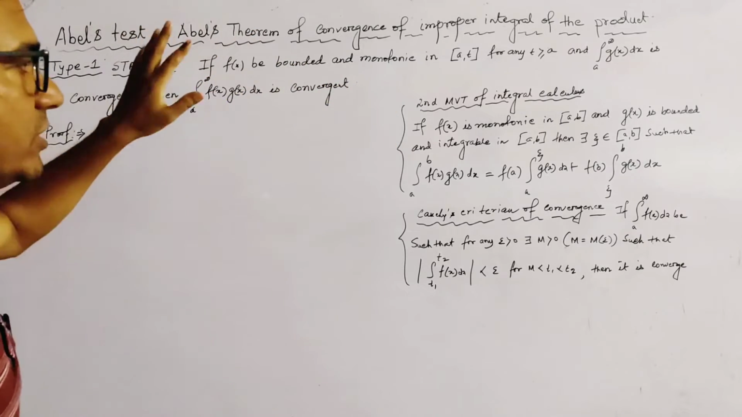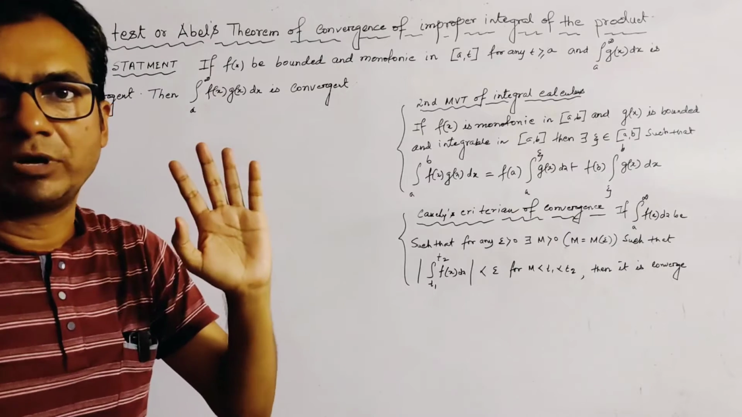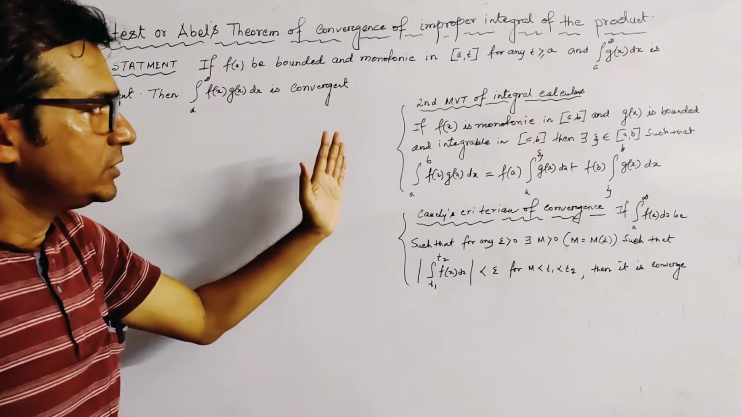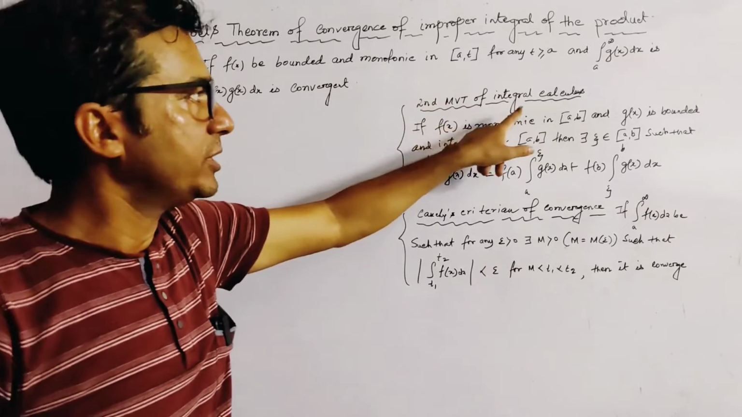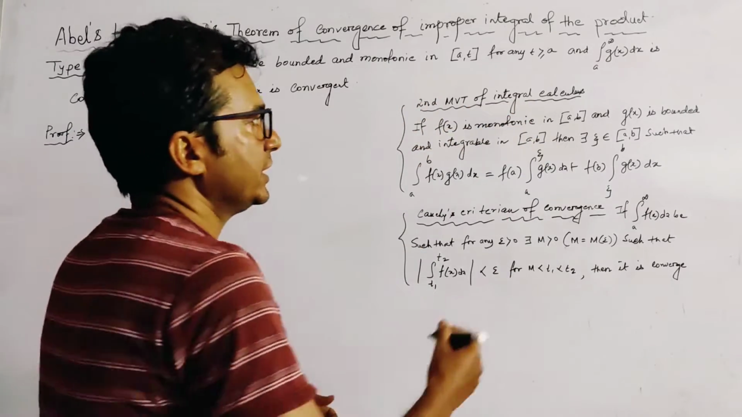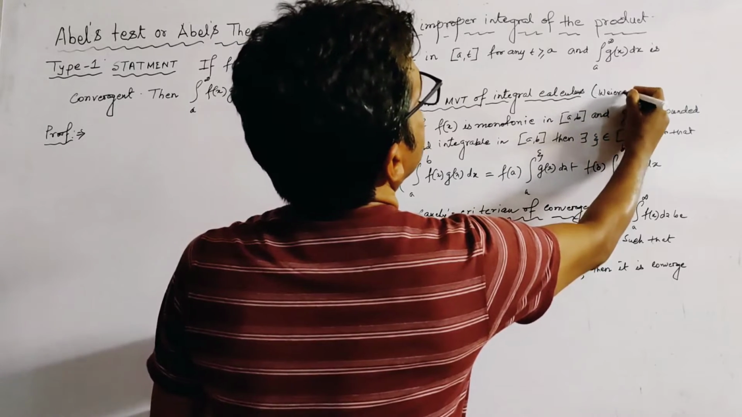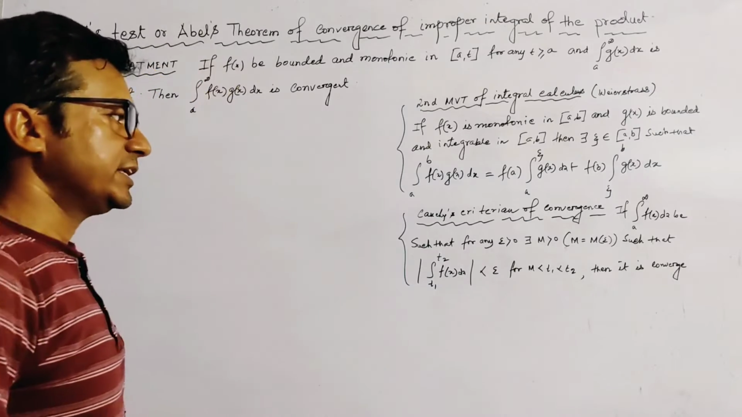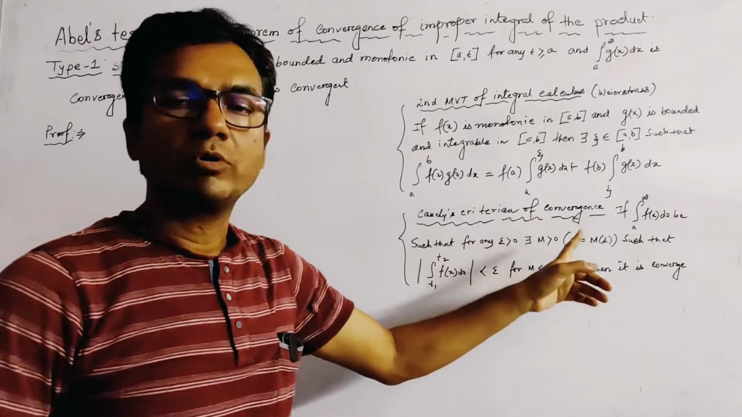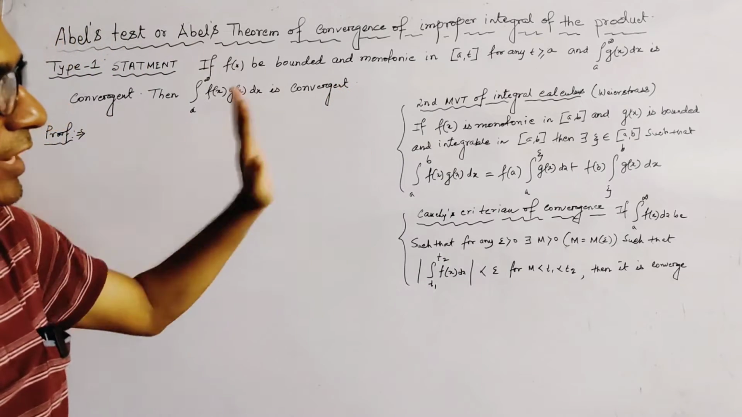This is Abel's theorem. To prove Abel's theorem, we use two important theorems here. We already did the statement of these two theorems. The first is the second mean value theorem of integral calculus, in the form of Bonnet's form, and the second is Cauchy's criterion of convergence. Right? We all know these two theorems. We wrote them already here.